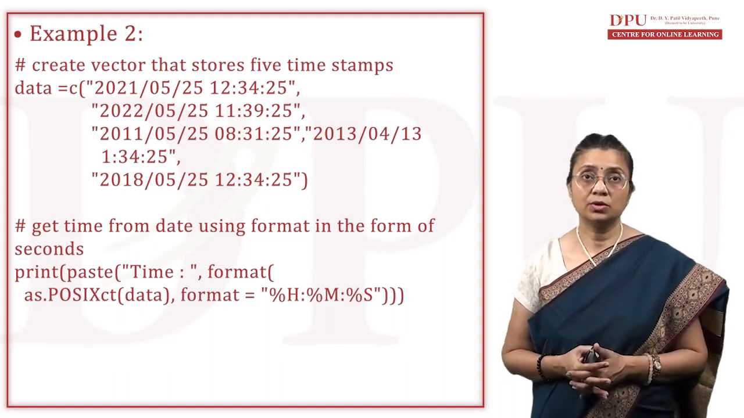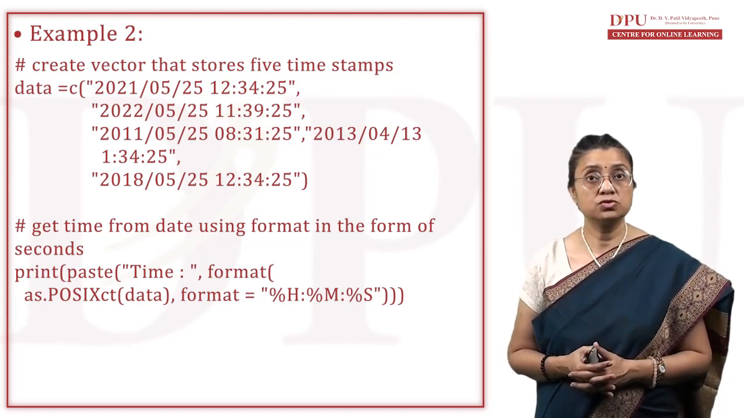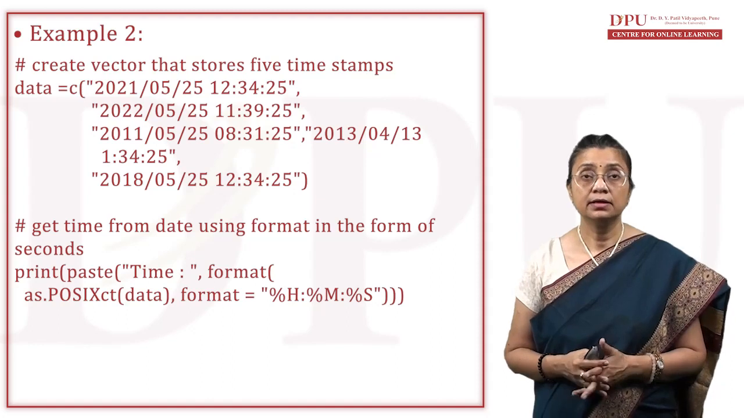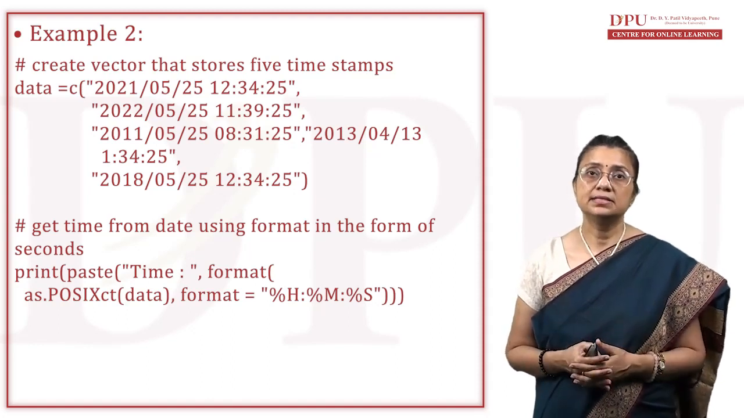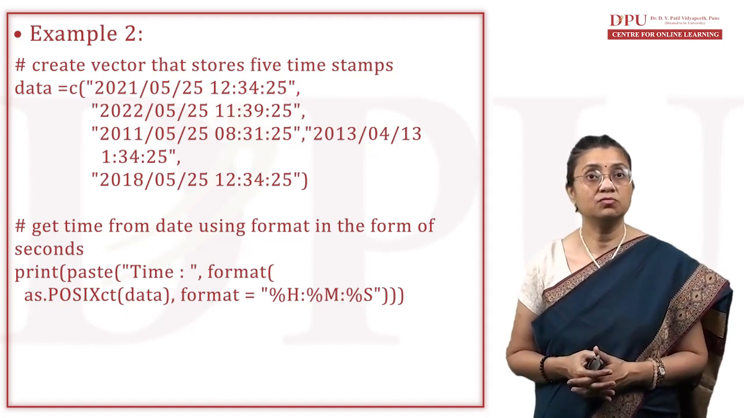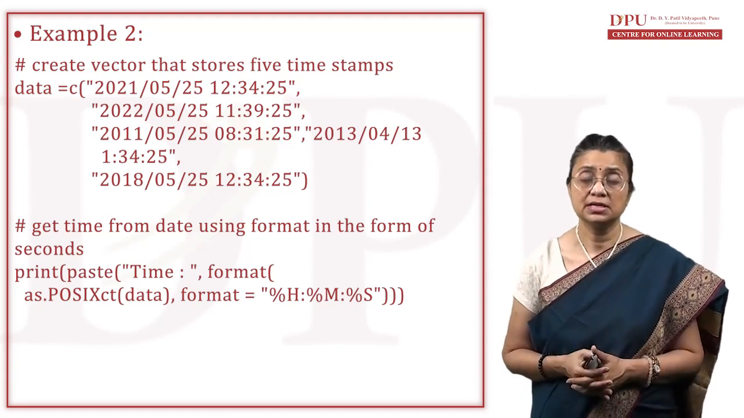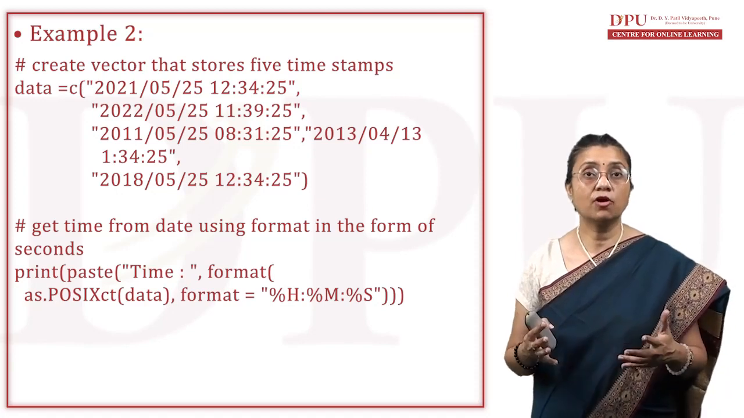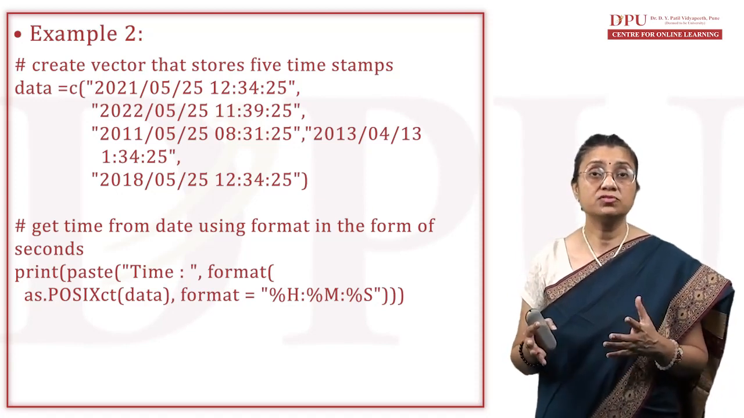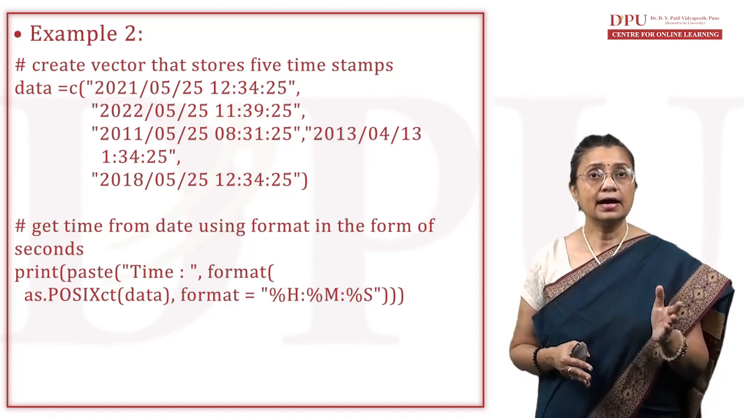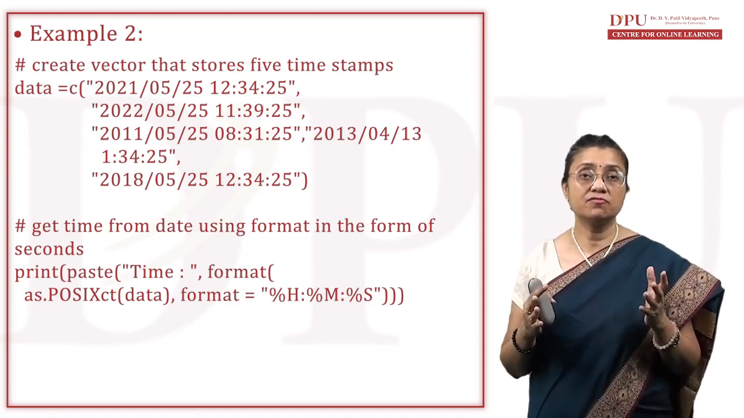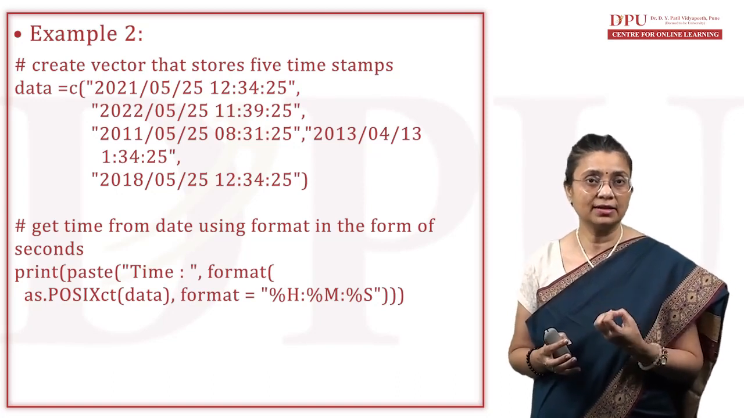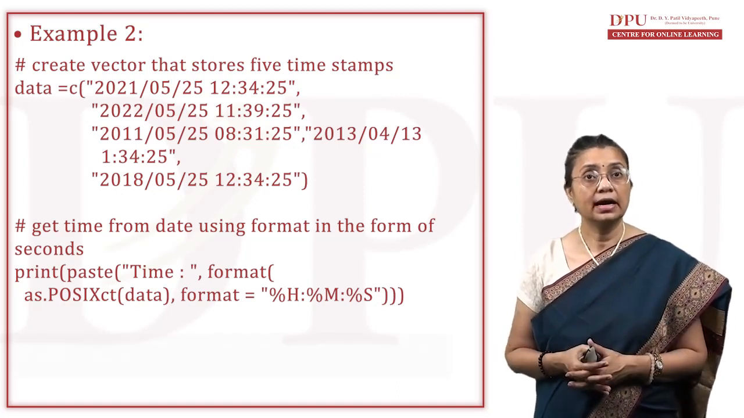Now we get the time from the date using the format in the form of seconds. How will we do that? We use print, paste, time, and within format we pass as.POSIXct along with data, and we give the format. The format is hours, minutes, and seconds. So we have pulled all 3 values and put them against time.